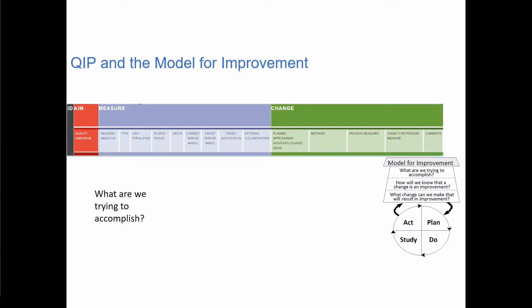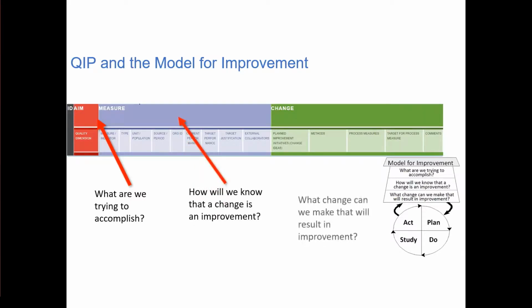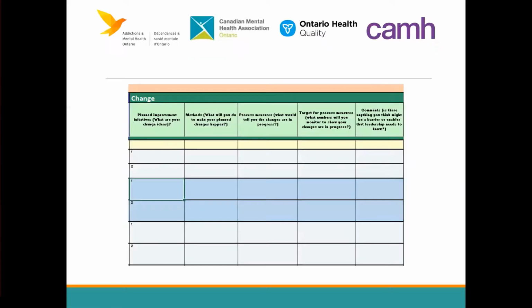What are we trying to accomplish? We know that's the red area of aim. How will we know that change is an improvement? We've got our measures. And obviously, what changes can we make that will result in improvement? We've got our change ideas. So that nice whole green section. So the next couple of slides give us some blow-ups of that change section. This is the same document. I've just blown it up and taken a piece out so that you can see. So you'll see the first column, planned improvement initiatives. What are your change ideas? Change ideas, okay?